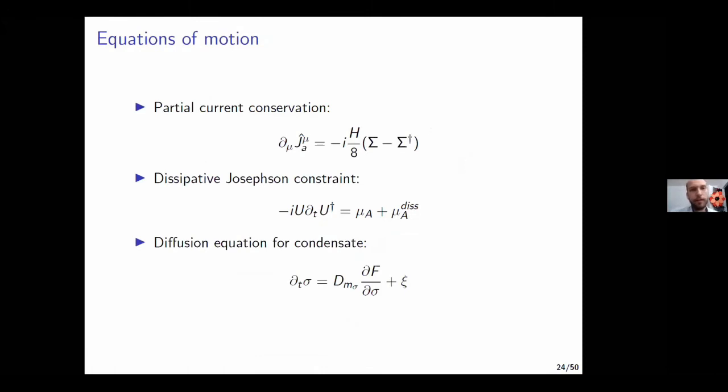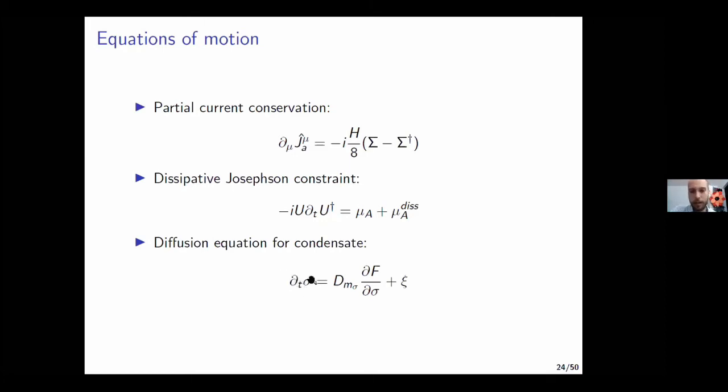Okay, and now from this free energy, we can compute the equations of motion. We'll have 3 sets of equations. First, we'll have the partial current conservation, which Derek mentioned before. So the axial current will be conserved up to this explicit breaking term. We'll also have this dissipative Josephson constraint, so we'll have the phase being given in terms of the chemical potential, and we'll also have this dissipative chemical potential. I'll get to that in a sec. And we also have this diffusion equation for the condensate, or rather I should say the amplitude.